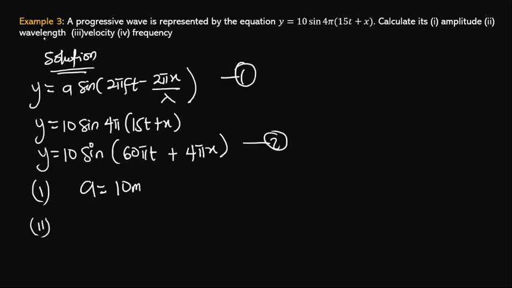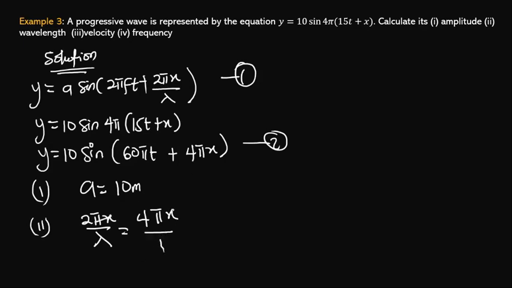Now we have to find the wavelength, which is lambda. If we look at the two equations, we have wavelength over here. So we compare these two sides of the equation. This is plus, so this also has to be plus, because that means the wave is moving from the right to the left. So if we compare these two, we have 2 pi x over lambda equal to 4 pi x.